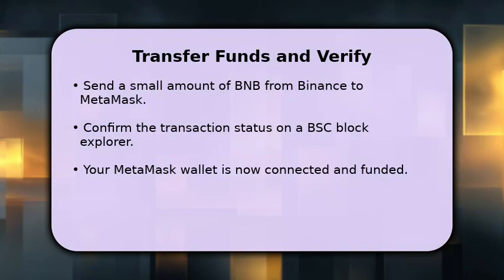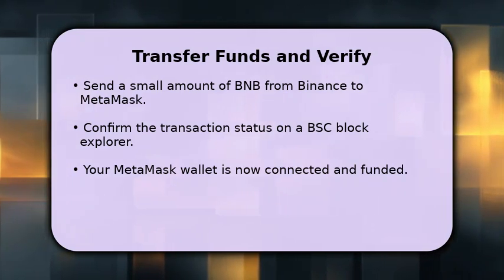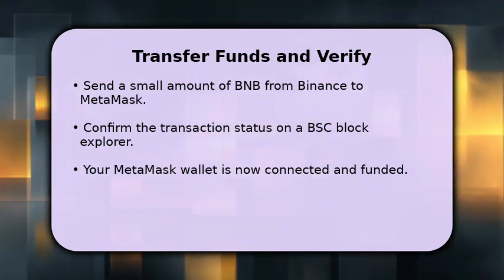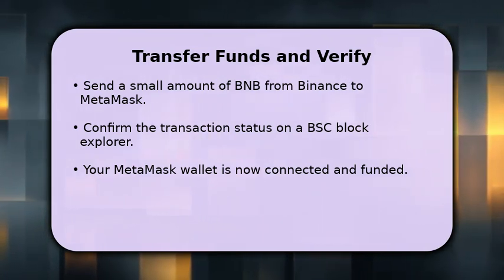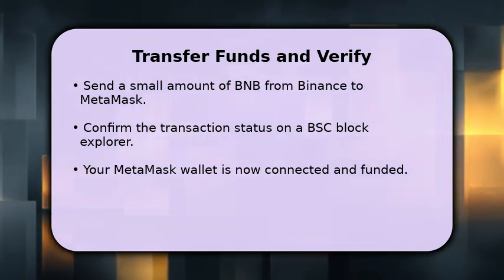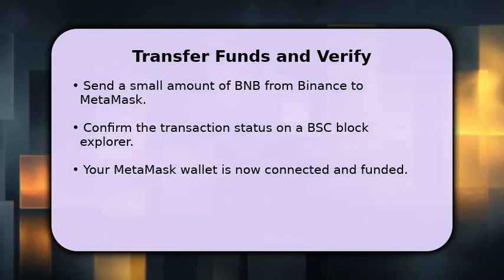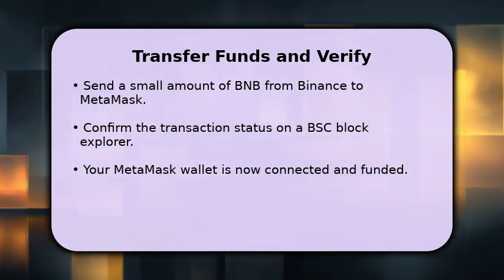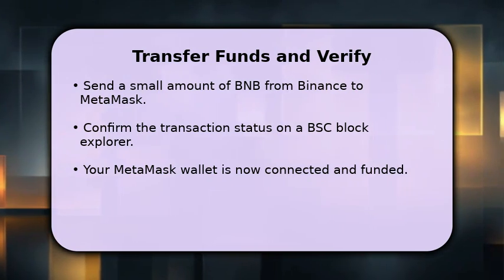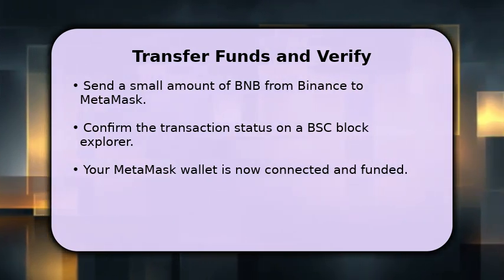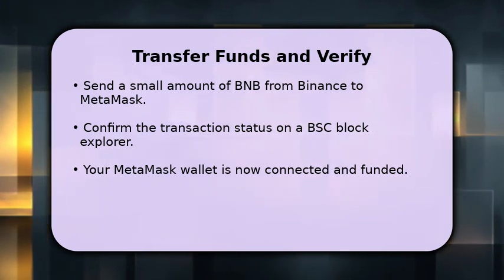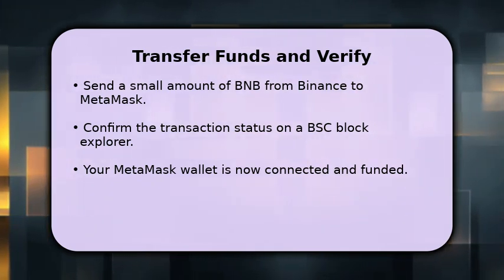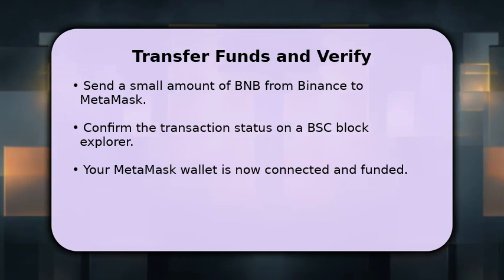Finally, with your Binance Smart Chain network added to MetaMask and your Binance deposit address copied, you can transfer funds. Go to your Binance Spot wallet, find BNB and select Withdraw. Paste your MetaMask wallet address, choose the BEP20 network, and send a small amount. Verify the transaction on a BSC Explorer to confirm your funds have arrived, completing the connection.